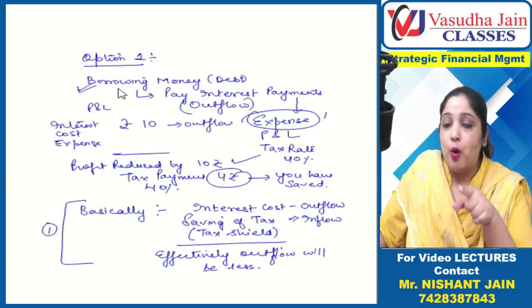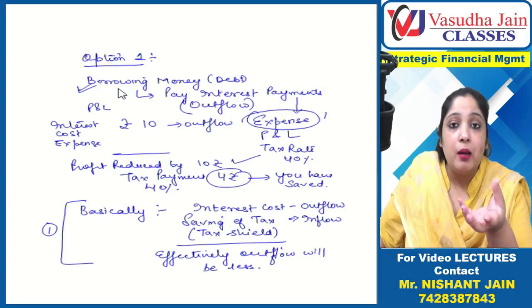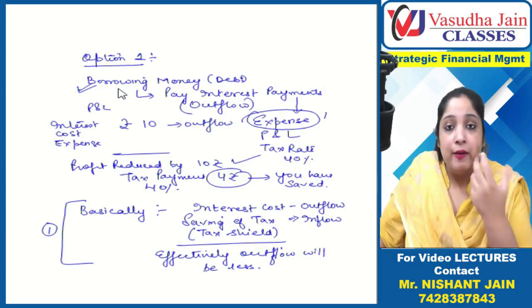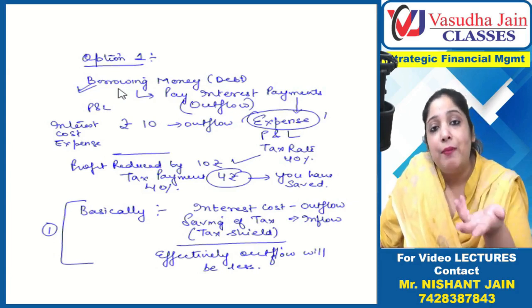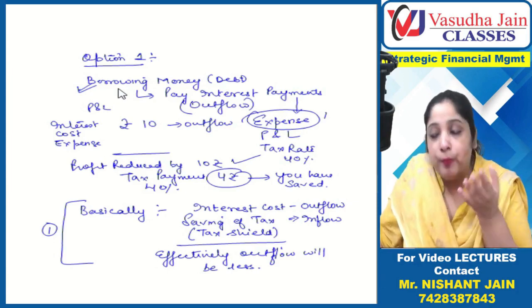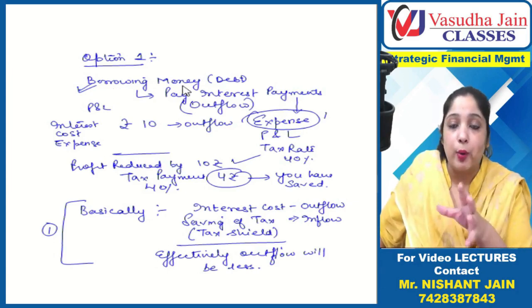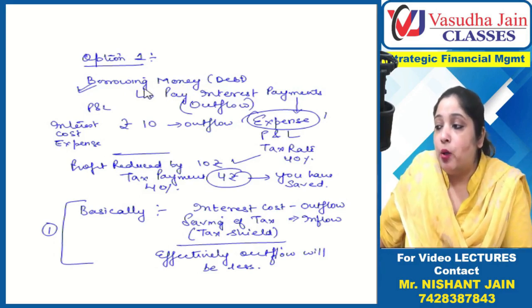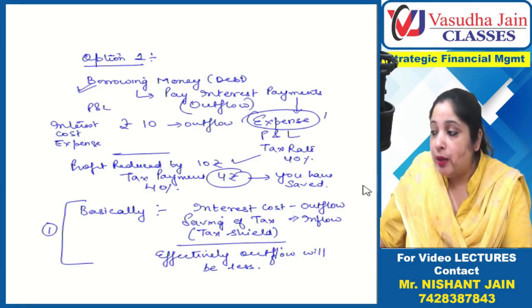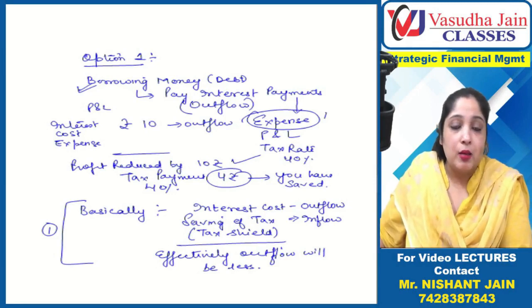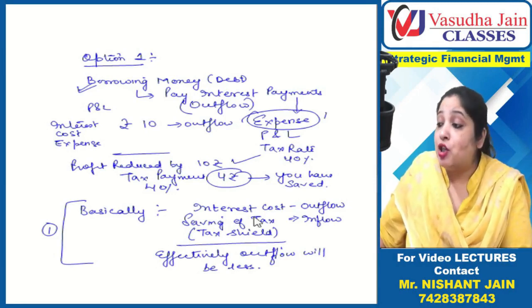And one more thing, when you borrow the money, there is an inflow, but at the same time you are going to buy the machine, so it's going to be an outflow also. So that is why I have not talked about the borrowing amount. Okay, so when you borrow money, you pay interest, that is an outflow, but you save tax on it, that is a tax shield. So any kind of expense should highlight the tax shield part.